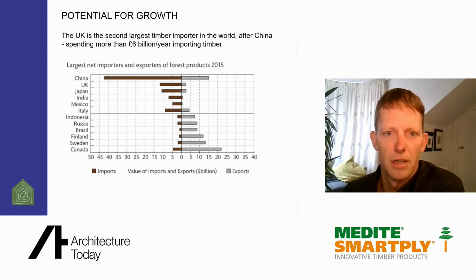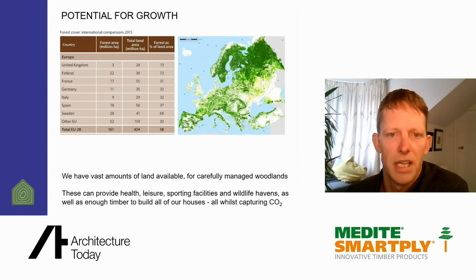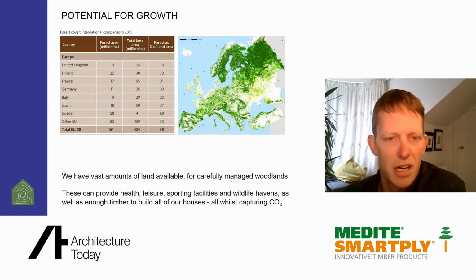If we look at our timber industry in this country, we can also see that the amount of trees that we grow, the forest cover compared to our total land mass, is very low compared to our neighbours. So in most of the European Union, the average percentage of land cover by forests is around 40%. Up in Scandinavia, that is much higher at 70%. But in the UK, our cover is only around 13%. So clearly, we could do a lot better.